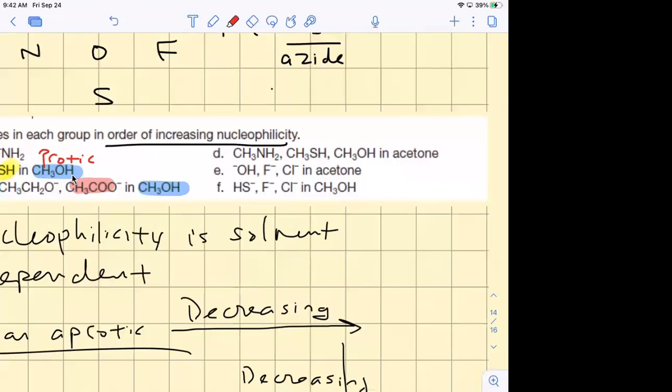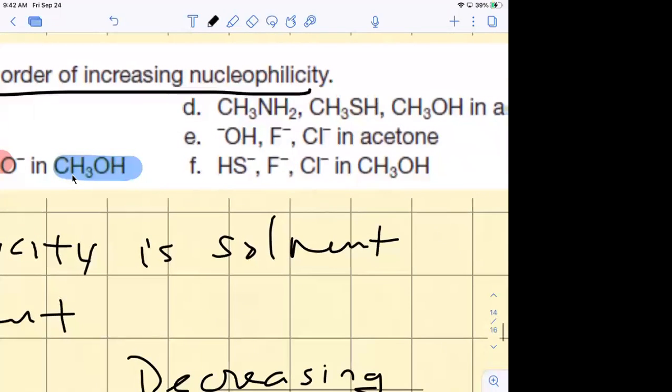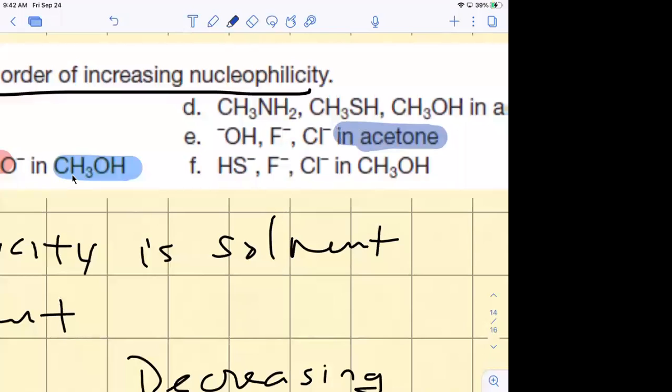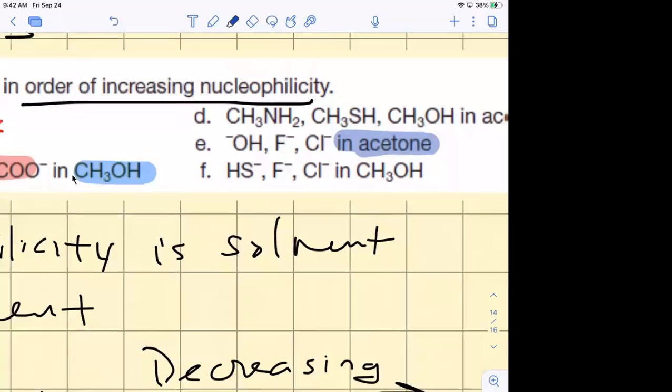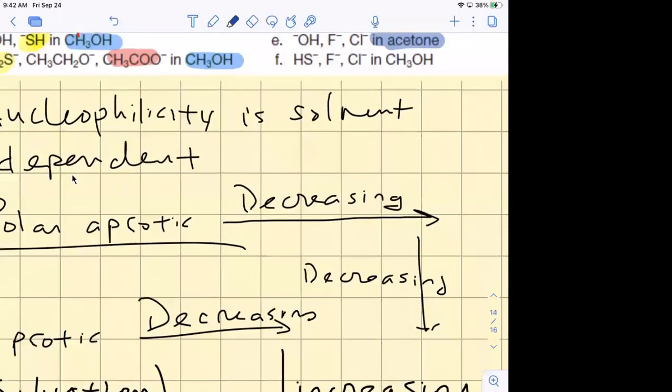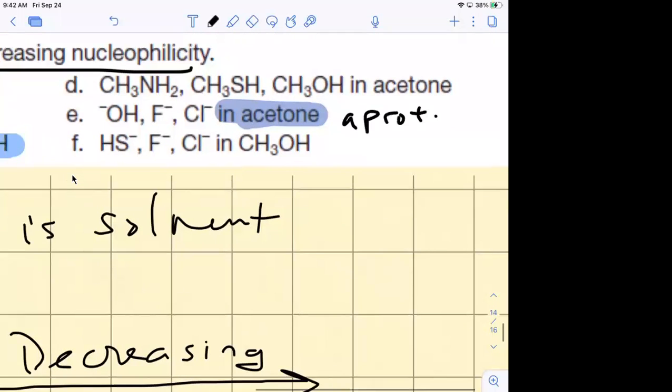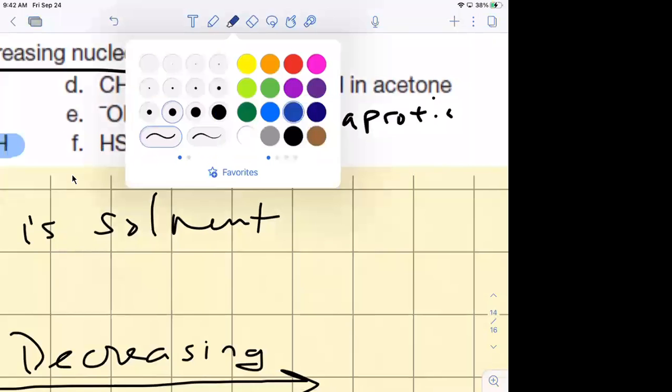All right, let's do one more, and then we're going to do a couple of these other problems, and then we'll be done with this section. Let's do E. It says OH, F, and chlorine and acetone. All right. So which one is the worst? Remember the trend, decreasing from left to right. This is an aprotic solvent. Chlorine. Chlorine is going to be worse. Is that right? Yes.